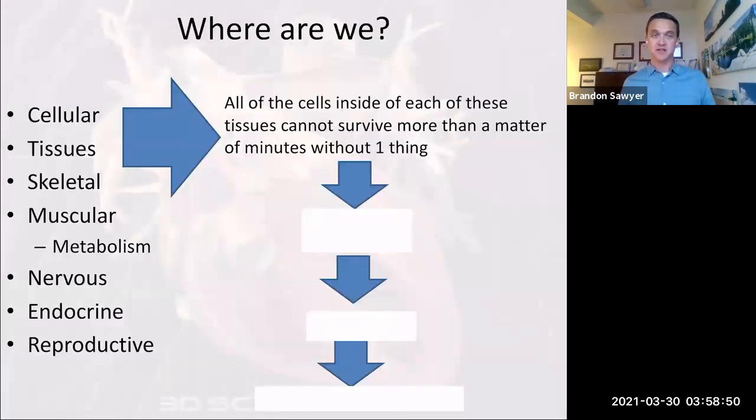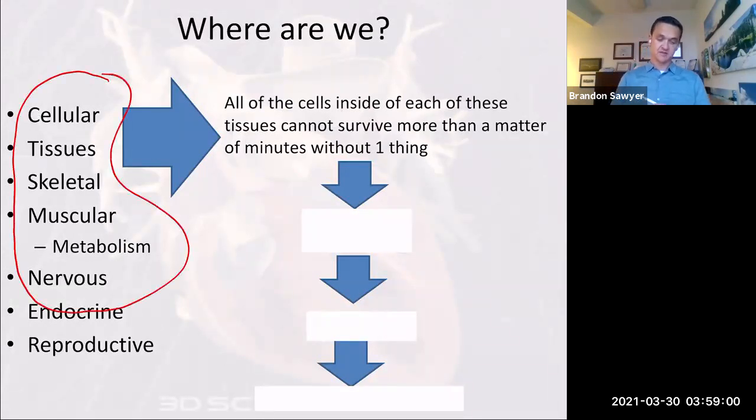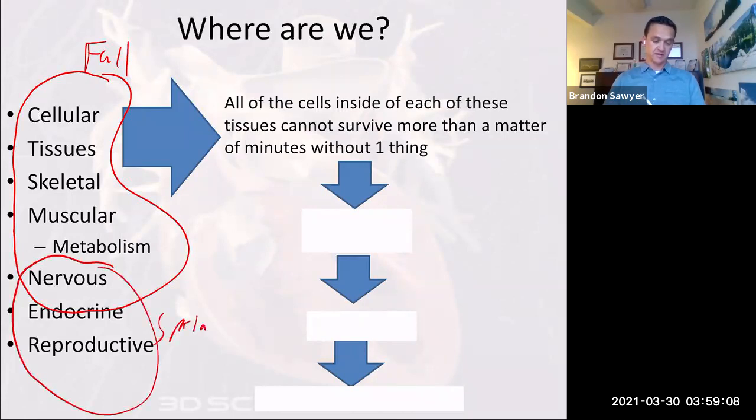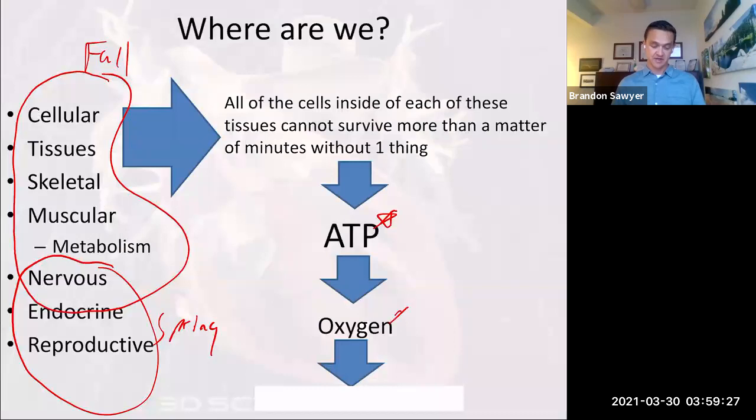Whenever we start a new section, I always like to begin with where we've come from in this class and where we're headed. This is all the stuff that we did last semester, right? That's all the fall, and then we continued this in the spring so far. We continued some of the nervous system, endocrine system, reproductive system, and all of the cells involved in those tissues could not survive for more than a matter of minutes without one thing, right? And what is that thing? It's ATP. That's our energy, right? And the way that we make that ATP is with oxygen.